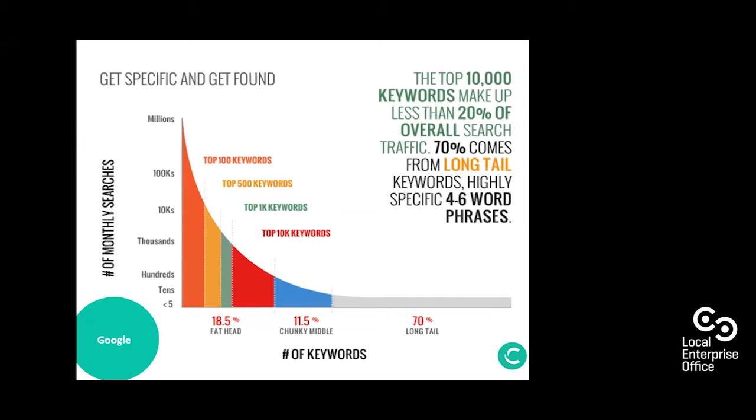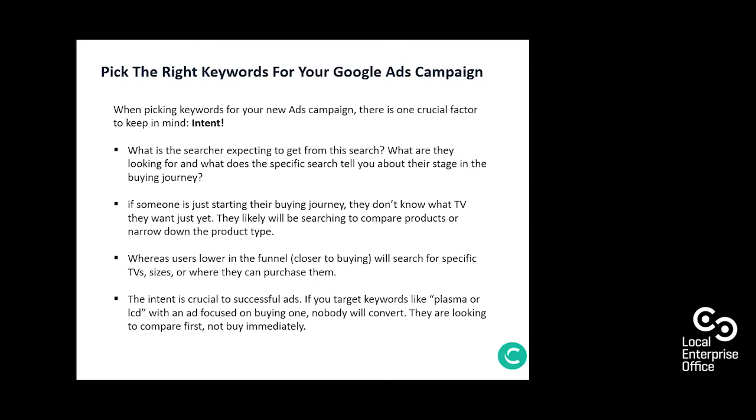So the top 10,000 keywords make up less than 20% of overall search traffic, even though they're the highest volume searches. 70% comes from long tail keywords. These are highly specific 4 or 6 word phrases. And again, you don't necessarily need to look too far. You can look at how you use Google. Typically, at the very start, when you're doing your research, you put fewer words in there. But when you start to really know what it is that you're looking for, you're able to put more information, more words into your searches.